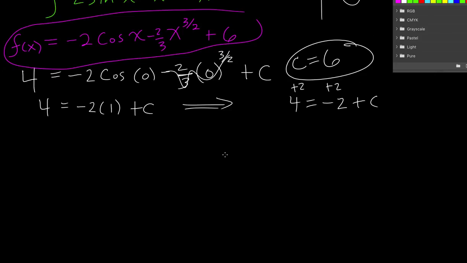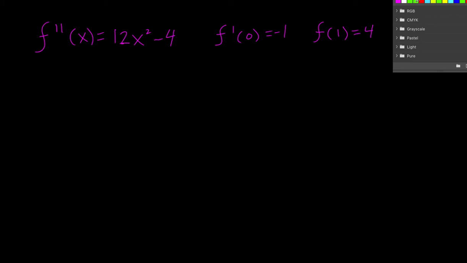Okay, I'm going to keep going. Need some more room though. Okay. So this time we're given a second derivative. And then we're given initial conditions or particular values for the first derivative as well as for the original function, f. Okay, so we're basically going to go through the process 2 whole times.